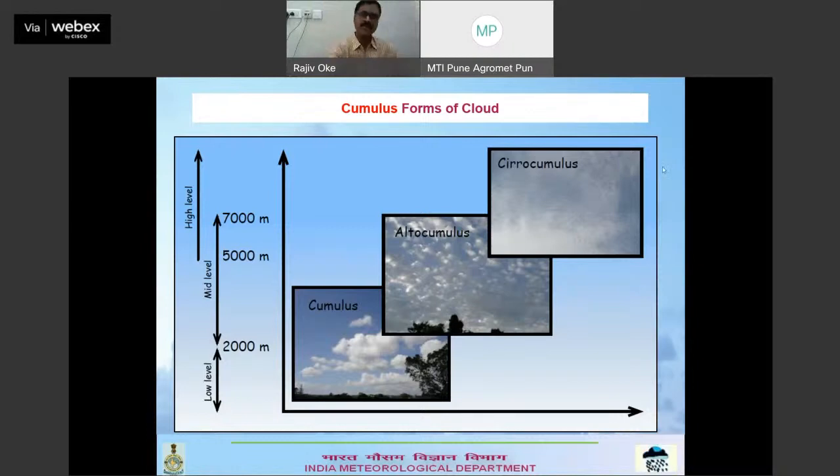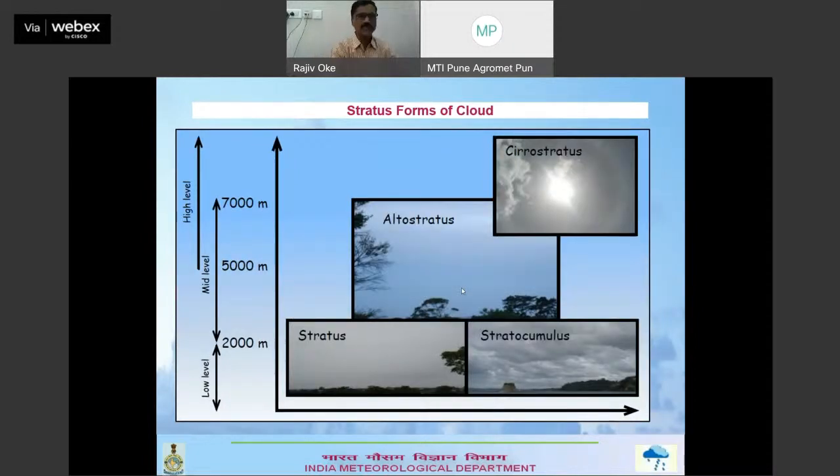So cirrocumulus are fine ice crystals, pebble-like structures and patches they are, whereas altocumulus is a heap like this in patches. It just resembles as if the farmer has tilled his land and looks how the lumps of the soil are seen, the same scene you could see on the sky. So these are from cumulus family. These are from stratus family, that is stratiform clouds.